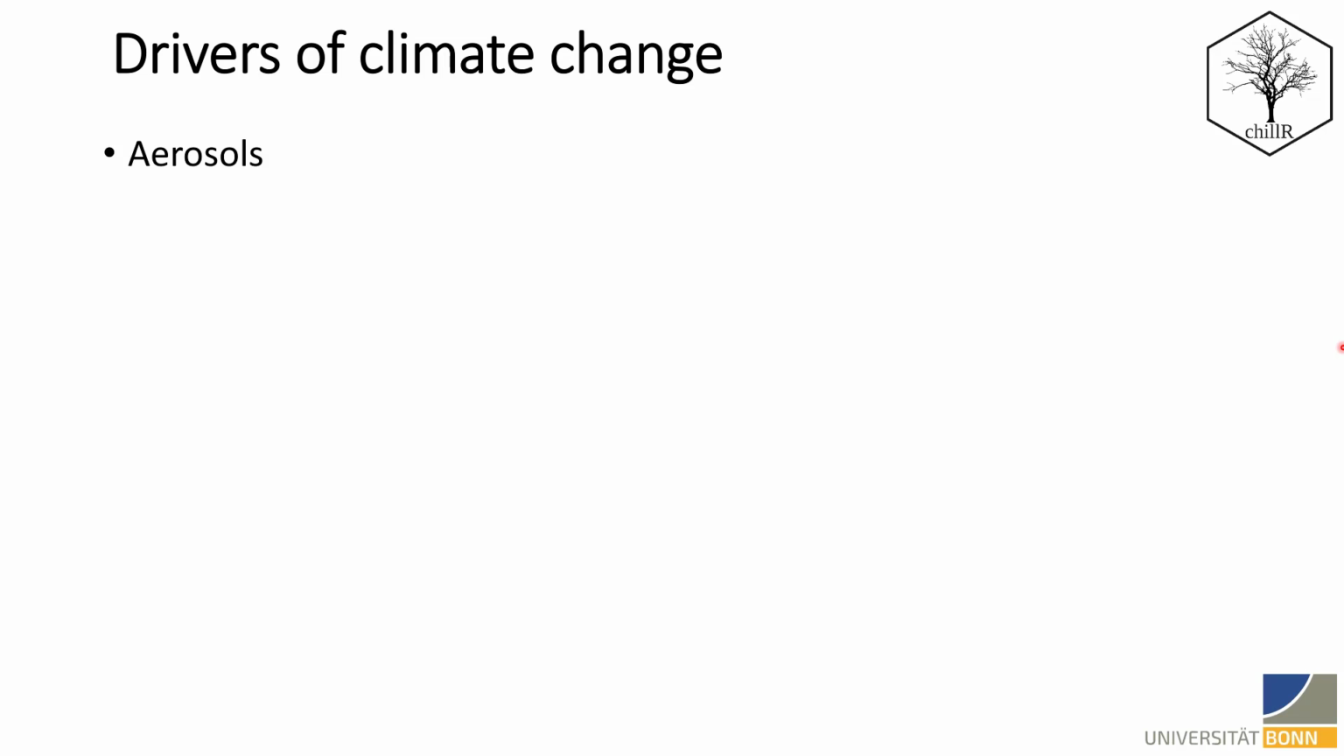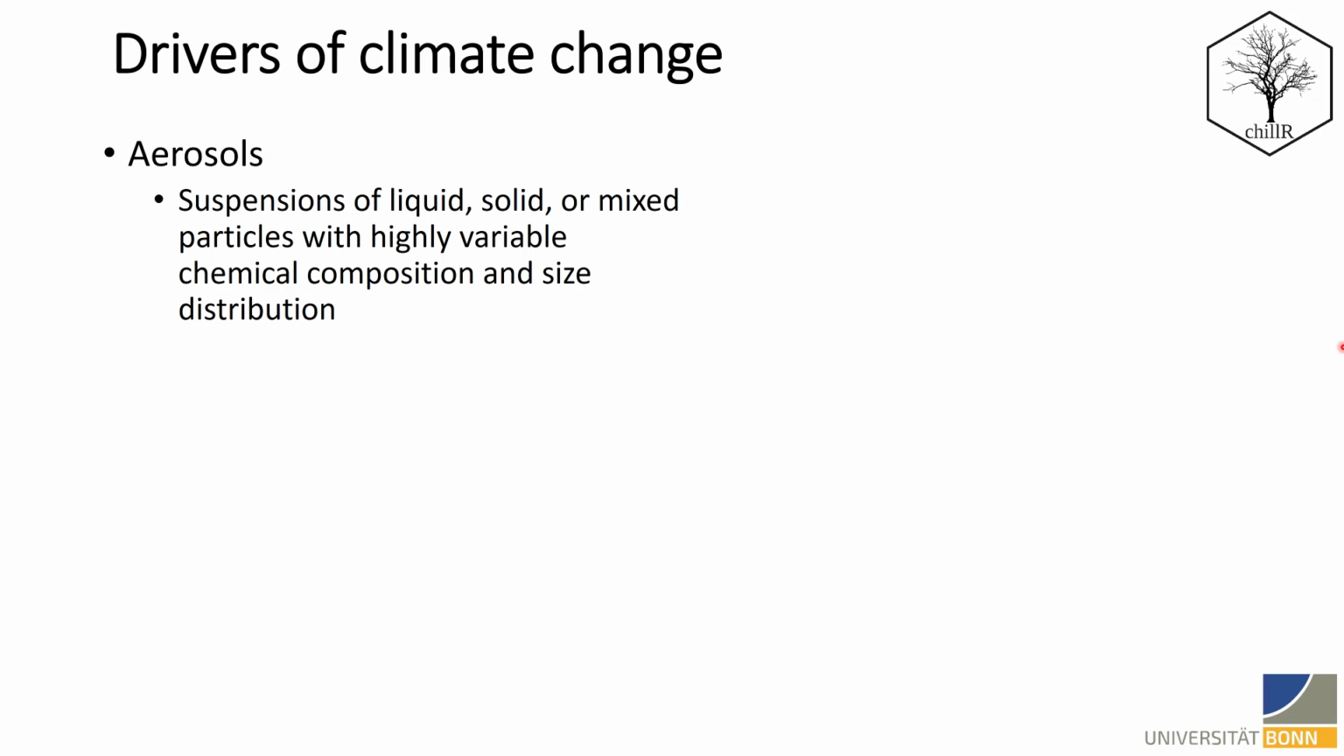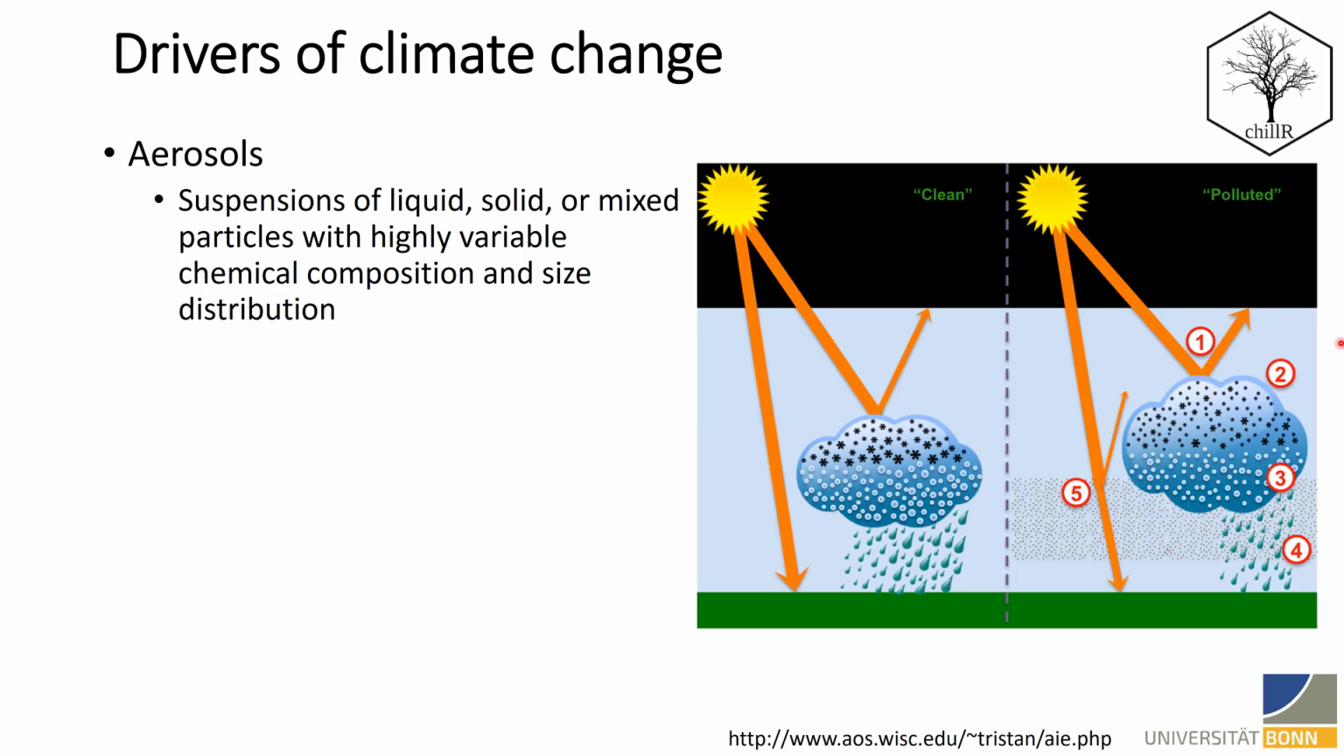The second driver of climate change that I want to talk about is aerosols. Aerosols are largely dust. Technically speaking, these are suspensions of liquid, solid, or mixed particles with highly variable chemical composition and size distribution. So it's all kinds of small particles that are in the air, basically. And here's how they affect the climate.